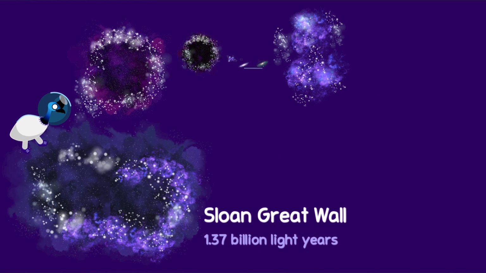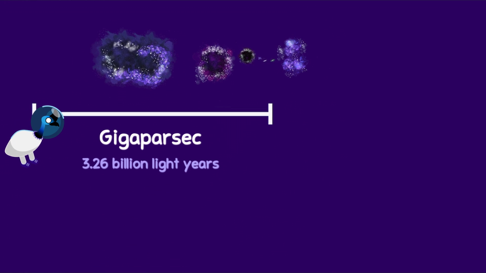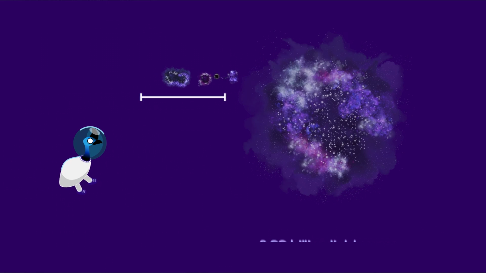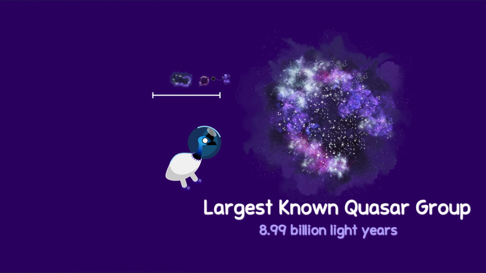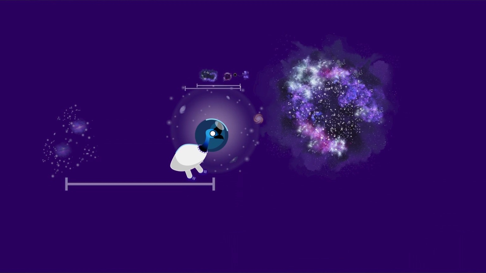Sloan Great Wall, 1.37 billion light-years, a vast cosmic structure, often considered one of the largest known structures in the observable universe. Gigaparsec, 3.26 billion light-years, a unit of astronomical distance equal to 1 billion parsecs. Largest known quasar group, 8.99 billion light-years, a vast cluster of powerful and brightest quasars.